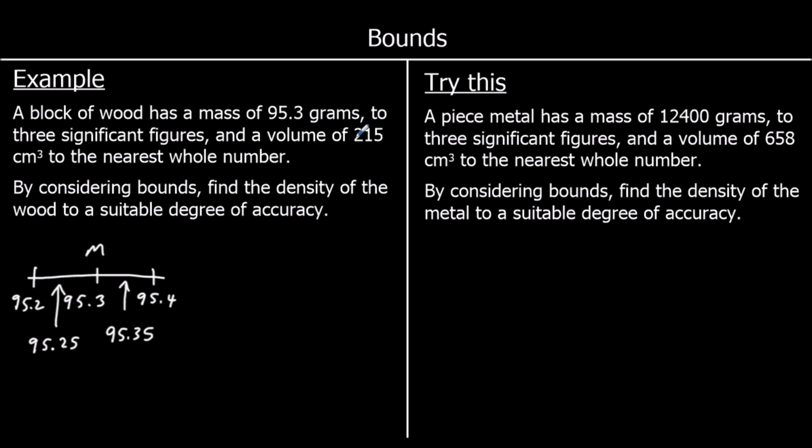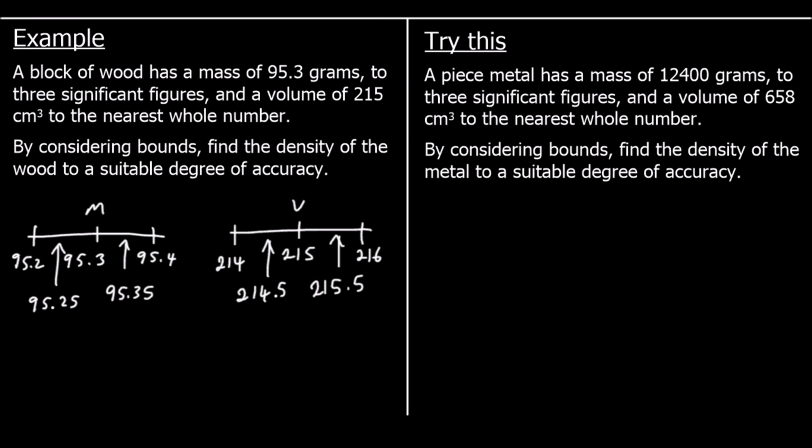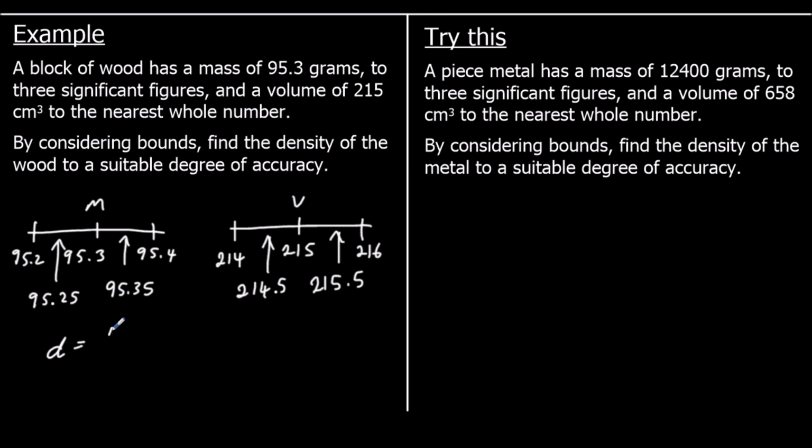The volume is 215 centimeters cubed to the nearest whole number. So it's 215. The one up is 216. The one down is 214. So 214.5 is the lower bound and 215.5 is the upper bound. We need to find the density. So density equals mass over volume.